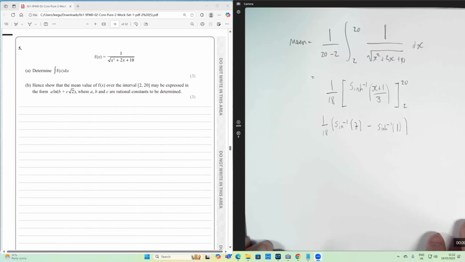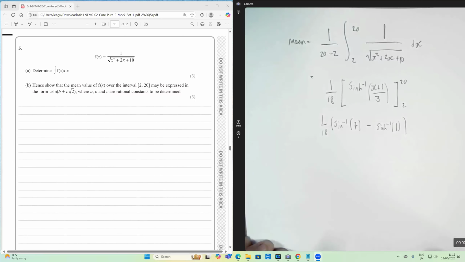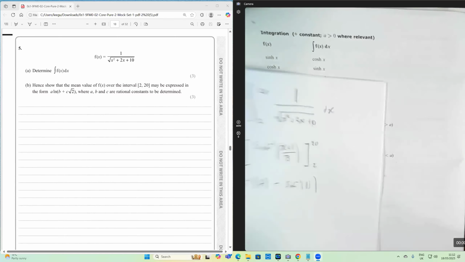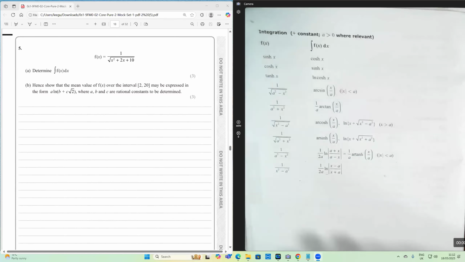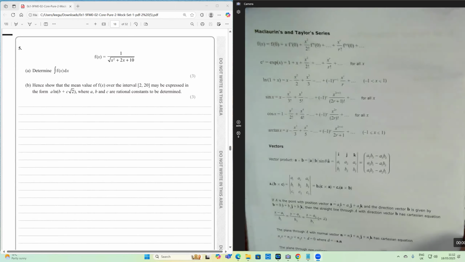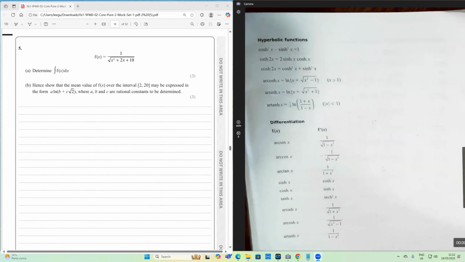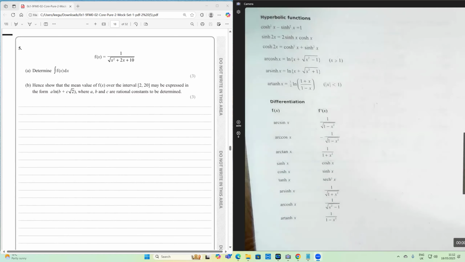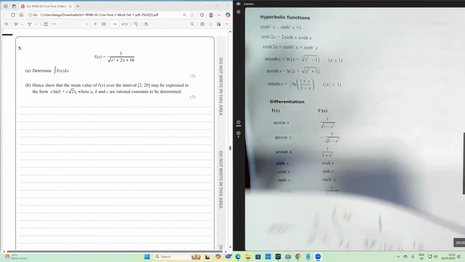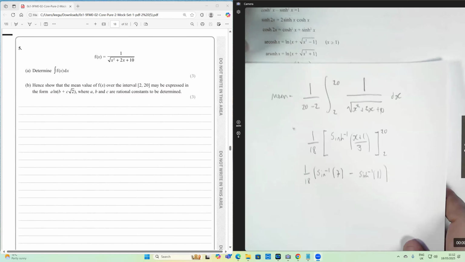Okay, now at this point, the question is asking for the answer in the form a ln b. Because it's asking in that form, we need to express our inverse hyperbolic in logarithmic form. So if we go across to, again, the formulas that are given in the formula booklet, we can find that we've got inverse hyperbolics expressed in logarithmic form.